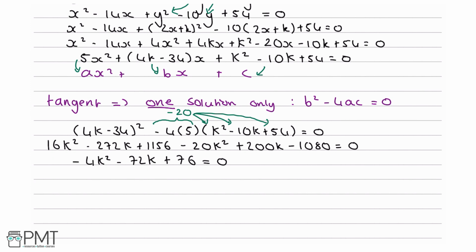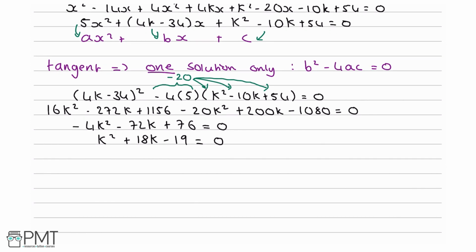Now I'm going to divide both sides by minus 4. So we're going to get k squared. So minus 72 divided by minus 4 is plus 18k. And then 76 divided by minus 4 is minus 19, which equals 0. So we are now left with a quadratic.